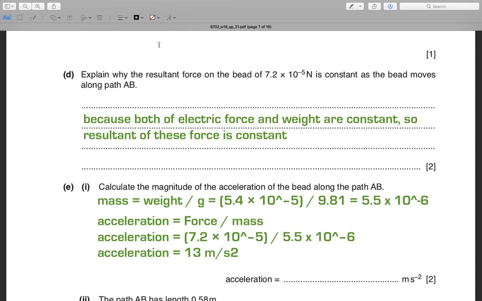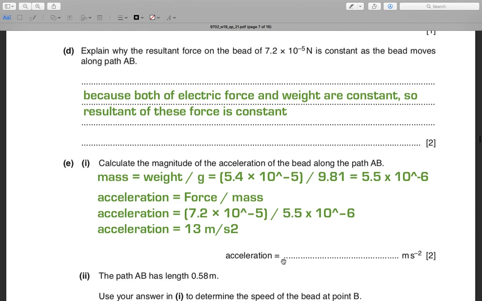So the acceleration, by Newton's second law, is force over mass. We have the force as 7.2 times 10 power minus 5 and the mass is 5.5 times 10 power minus 6 from above. So finally we get the acceleration as 13 meters per second squared. This is the acceleration of the bead when it goes down along path AB.